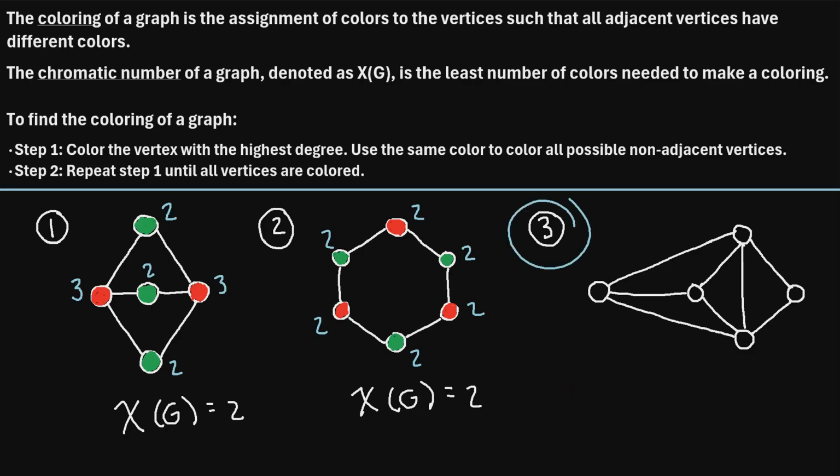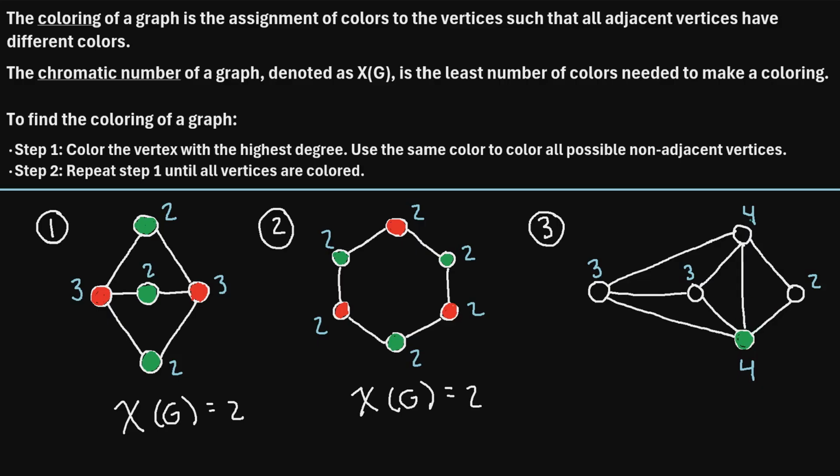All right, now let's check out our very last example, graph number 3 right here. To find the coloring of this graph, let's first find the degree of each vertex. So for this graph, we can see that there are 2 vertices with a degree of 4. So we can pick either one to start with for our coloring. So let's go ahead and pick this one right here. So let's color this vertex green. Now, every non-adjacent vertex needs to be a different color. But what we'll notice for this graph is that this vertex is actually directly connected to all of the other vertices in the graph. In other words, there are no non-adjacent vertices for us to color green as well. So that means we're done with this vertex.